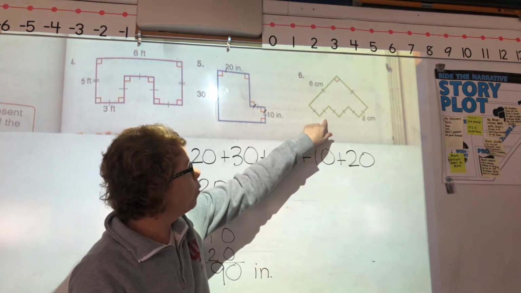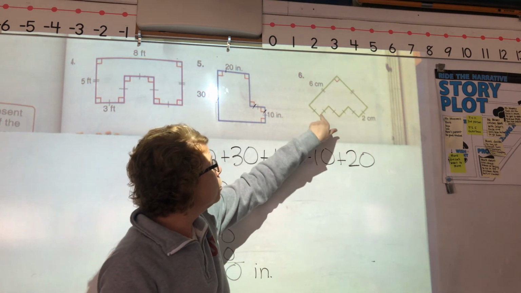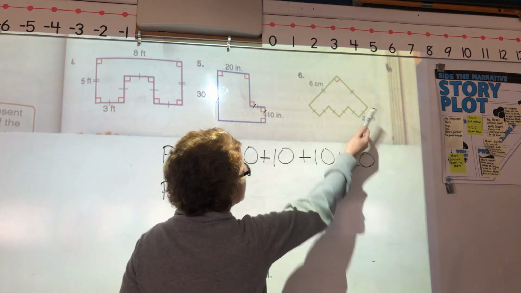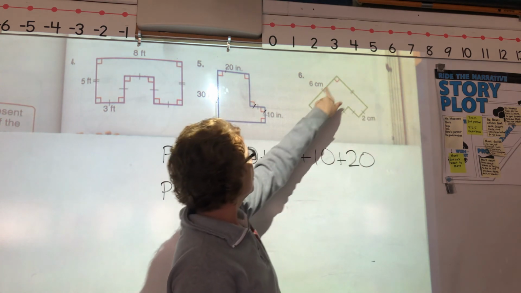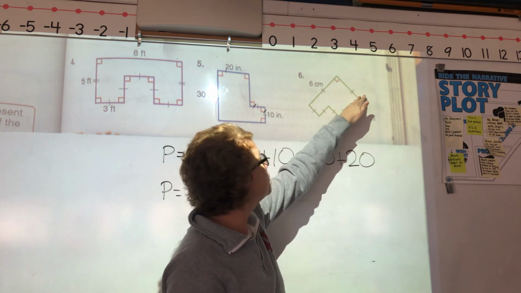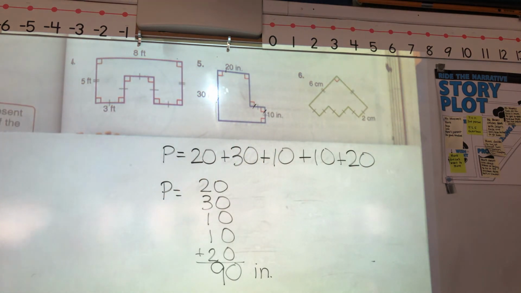This guy's the same way. It's telling you all of these sides are 2. So you can multiply that. 2 times 1, 2, 3, 4, 5, 6. But then it shows you this one and this one are both 6. So you could do 2 times 6. And then you would have to add those 2 numbers up to get your total perimeter. Outside edge. We're not worrying about the inside with perimeter.